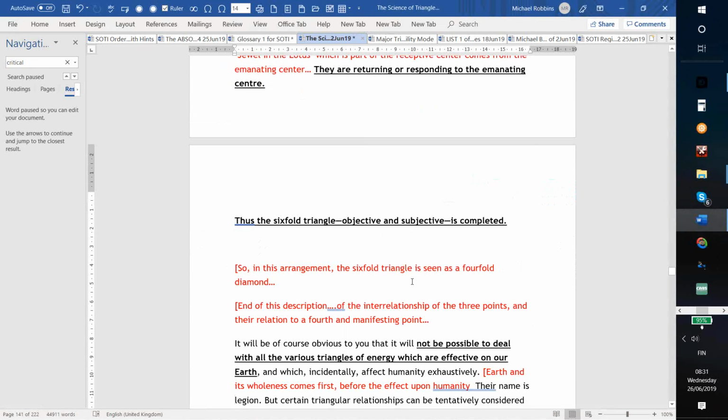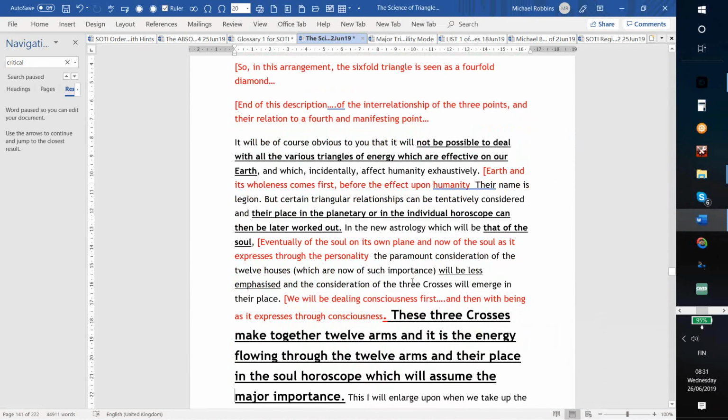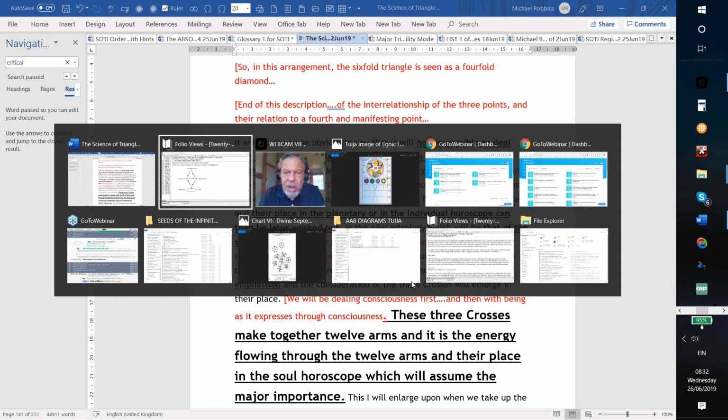Right. It will, of course, be obvious to you that it will not be possible to deal with all the various triangles of energy which are effective on our Earth and which incidentally affect humanity exhaustively. Now, why did he put that word exhaustively there? First, the Earth and the effect of the triangles upon the Earth, and then the effect upon part of the Earth life, which is humanity.